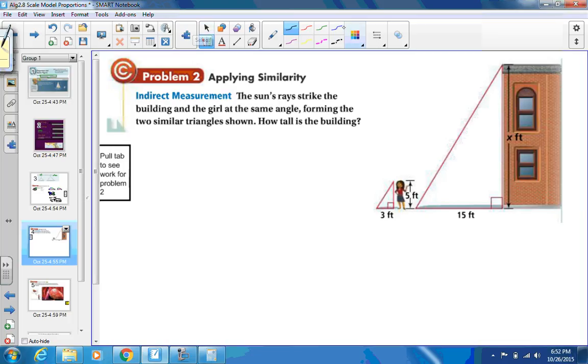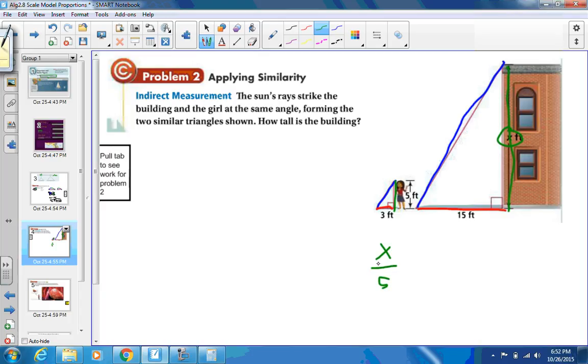So again, we have to figure out what are corresponding parts. We know that the shadow part, the sun part would be corresponding. That's the angle. The bottom parts would be corresponding. And then also the height of the building and the height of the girl would be corresponding as well. So we're looking for x, which is right here. So we're going to say x is to 5, because that girl's 5 feet tall. So x, the building height, is to 5, the girl's height.